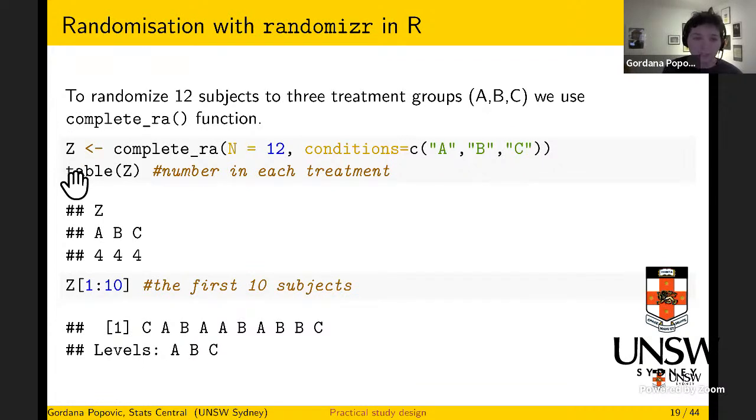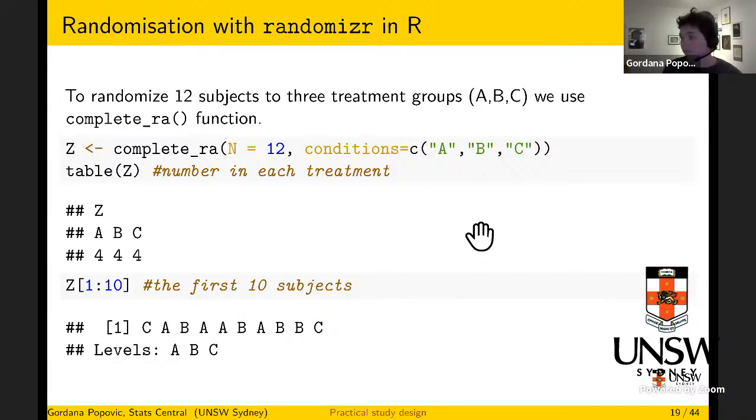So I've saved that in a variable called Z. If I want to see if I've done the right thing, I can do table of Z, and that will tell me how many are in each treatment. I can see now that there are 4 in each treatment, which is good. That's what I wanted. And if I want to know which treatment each patient is allocated to, I can have a look at the first numbers in Z. So the first patient's allocated to treatment C, the second one to A, the third one to B, and so on. So this is my random allocation.